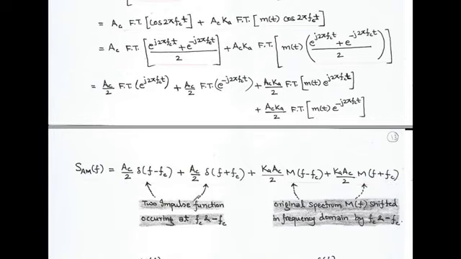Here the first two terms represent the impulse function that occur at plus minus fc having value A_c by 2, and the third and fourth term represent the original spectrum of message signal that is shifted in frequency domain by plus minus fc. Here the value is k_a into A_c by 2.